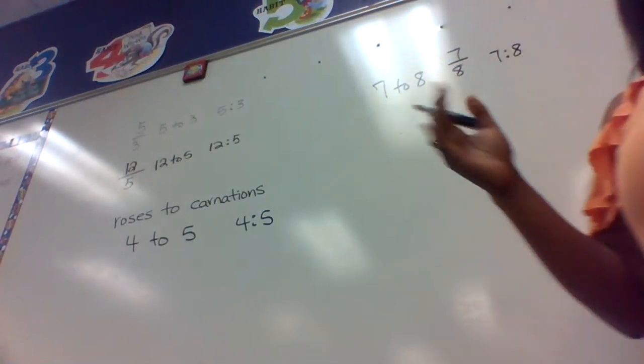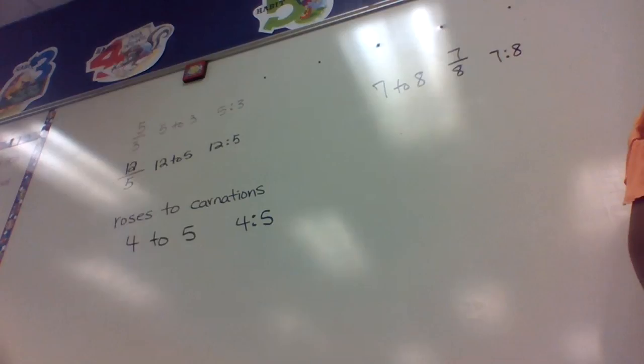So it says write that in 2 ways. You could do 7 to 8, 7 fraction bar 8, or 7 colon 8. All you have to do is write this in 2 of them. You can write 3 if you want. They only ask for 2.